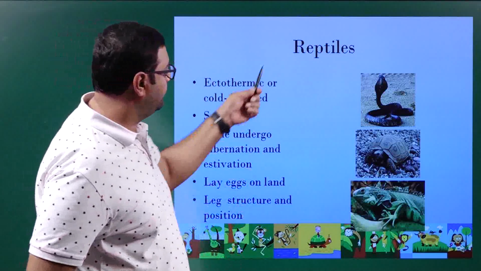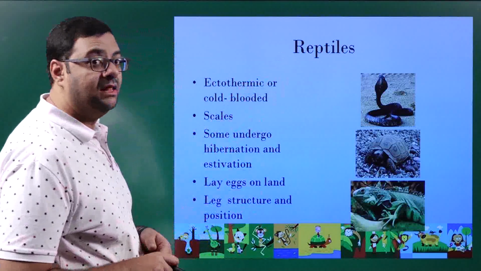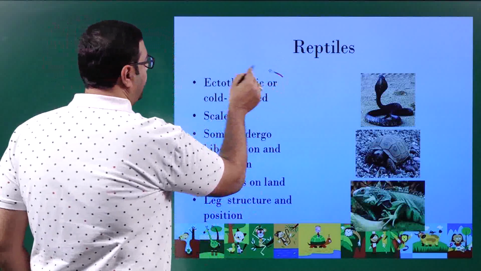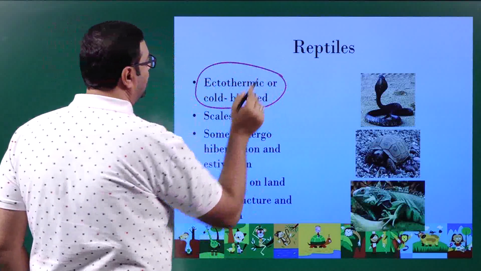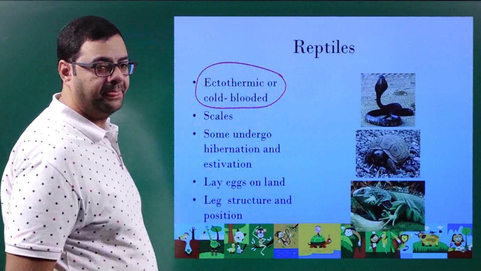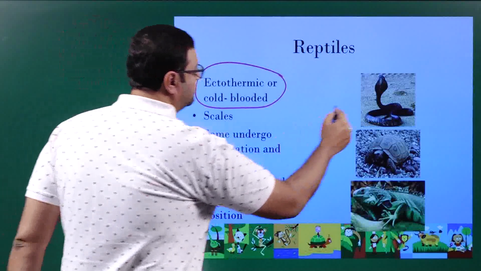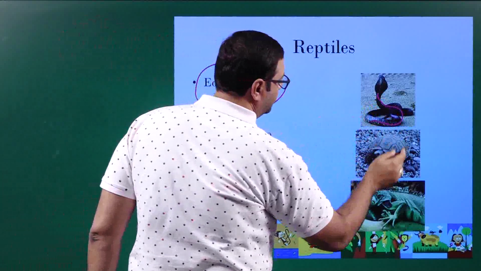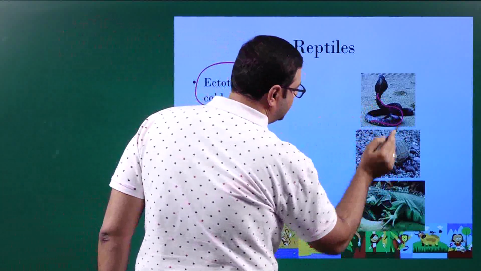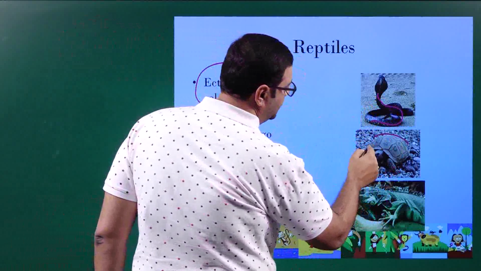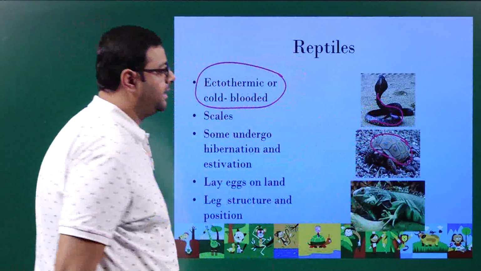Now if you see reptiles. Reptiles are ectothermic, or cold-blooded. These organisms have scales on their body. You can see here snakes have scales. This has an exoskeleton.